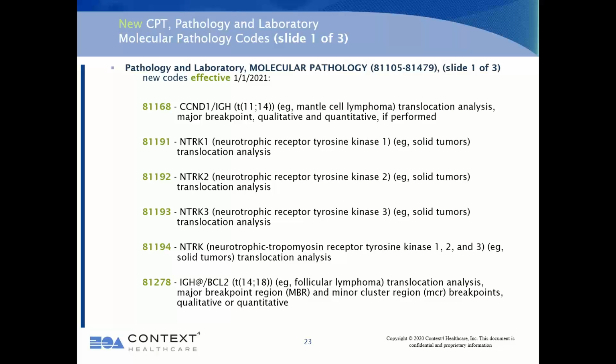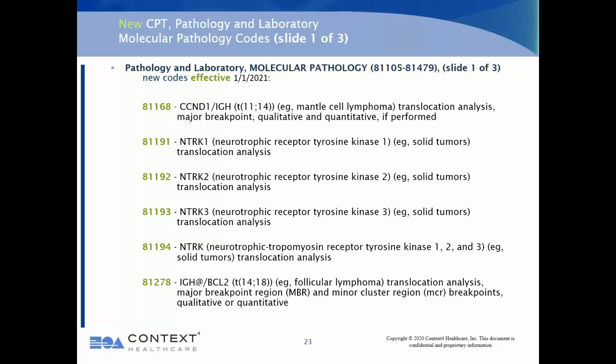There are 16 new codes effective in January in the molecular pathology section of Path and Lab. These are the first 6, which are translocation analysis studies. Chromosomal translocations serve as essential diagnostic markers and therapeutic targets for leukemia, lymphoma, and many types of solid tumors. New code 81168 is a study of a translocation often found in mantle cell lymphoma.